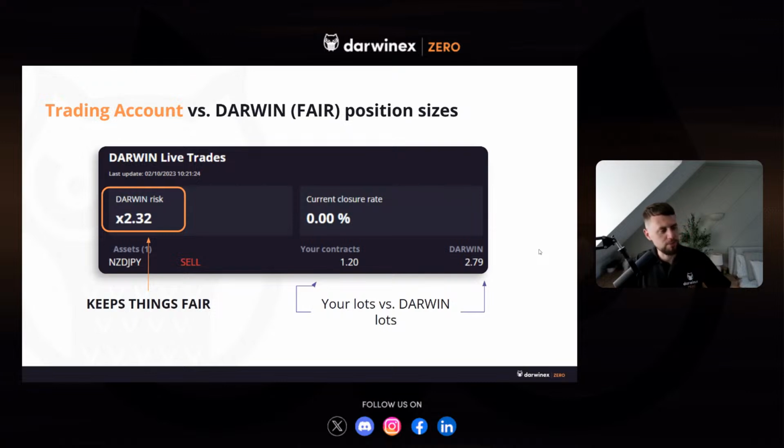Now, underneath those two boxes, we have a list of all of the trades that you're in. So you can see in this example, we have New Zealand yen. It's on the short side, and there's 1.2 contracts or 1.2 lots open on the Signal account, and therefore the Darwin has 2.79 lots open.